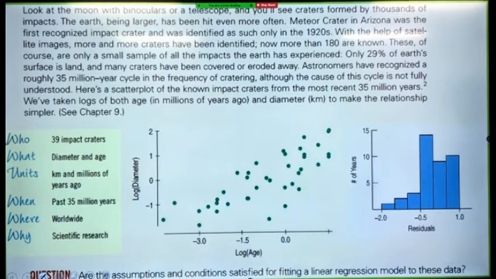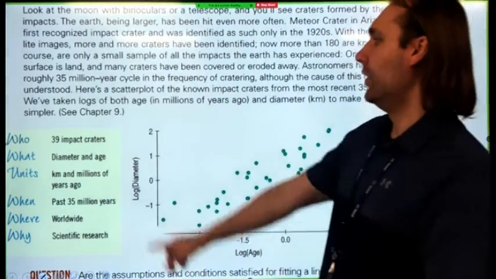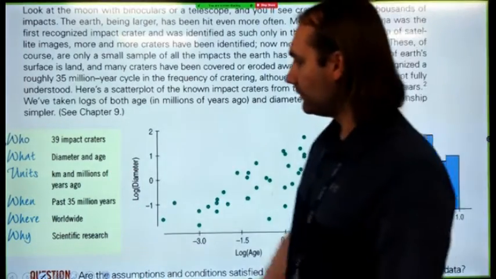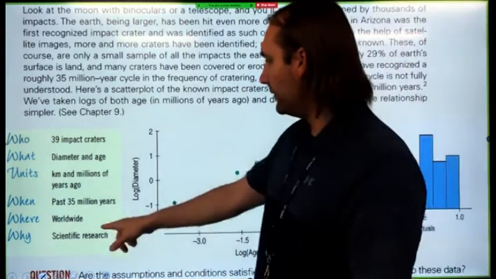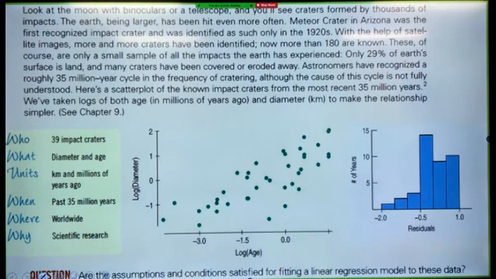We've taken logs of both age (millions of years ago) and diameter to make the relationship simpler. All right, so remember when we did this? Who, what, when, where, why? The who: I'm looking at my craters. What am I studying? The diameter and age, and these units. When? The past 35 million years. Where is going to be worldwide. And why? This is for a scientific study.